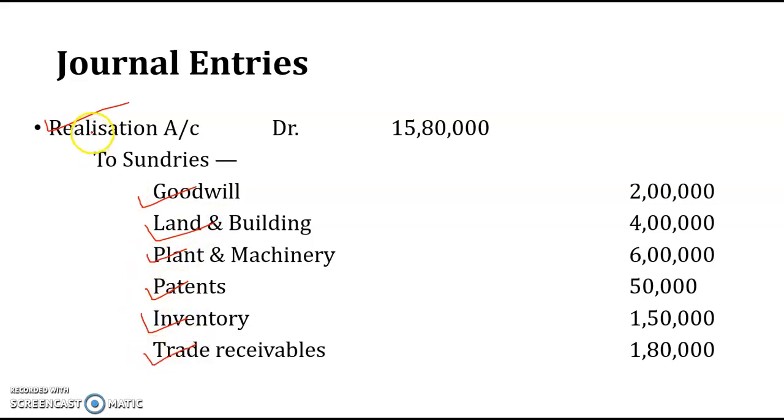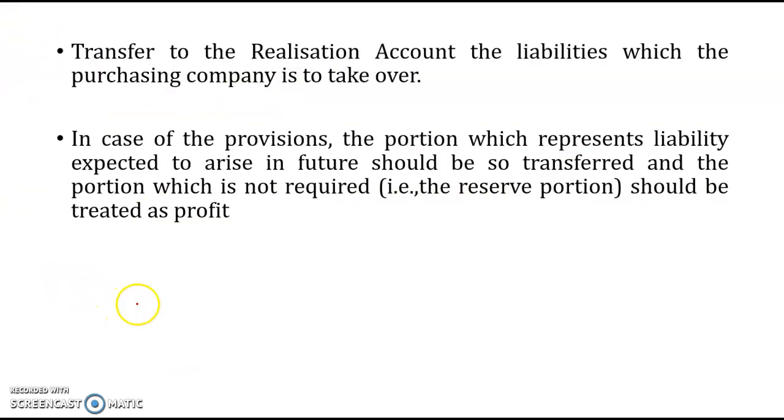So realization account debit to sundry assets account. The total of this is 15 lakh 80,000. So that is the first entry which we are required to make in the books of accounts of the transferring company. Next, we come to the liability side.